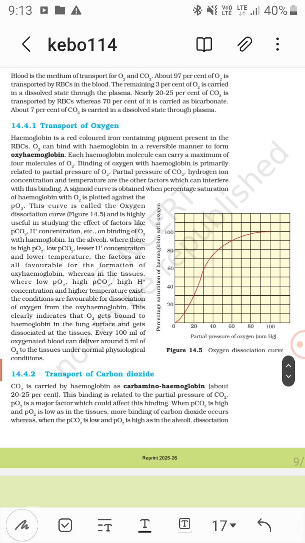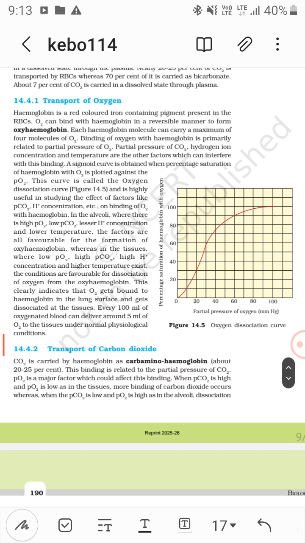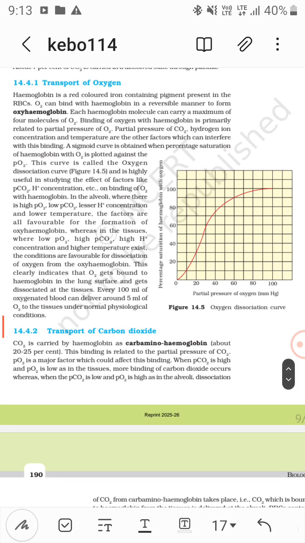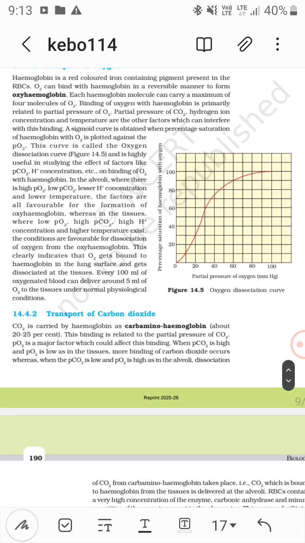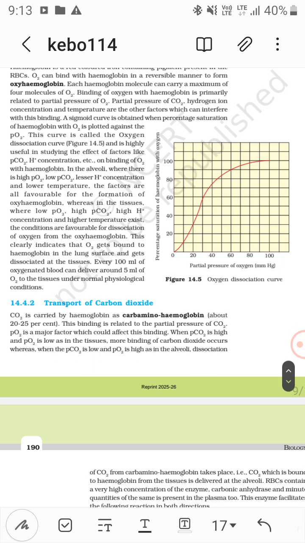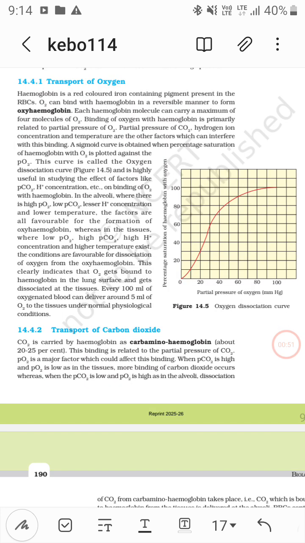A sigmoid curve is obtained when percentage saturation of hemoglobin with O2 is plotted against the partial pressure of O2. This curve is called oxygen dissociation curve. So in alveoli, where there is high PO2, low PCO2, lesser H+ concentration and lower temperature, the factors are all favorable for the formation of oxyhemoglobin.